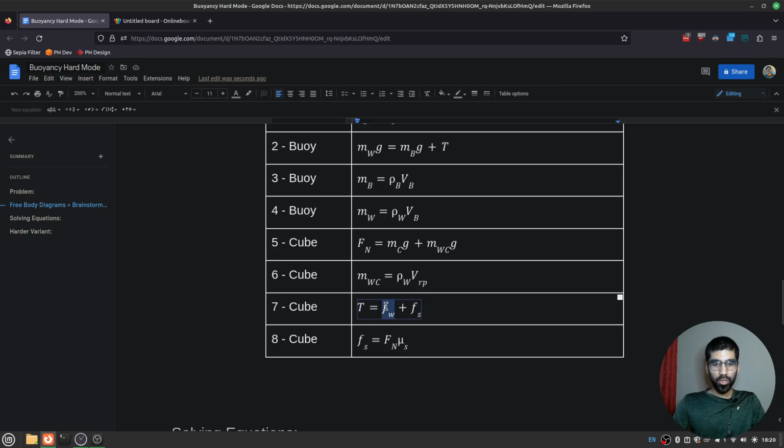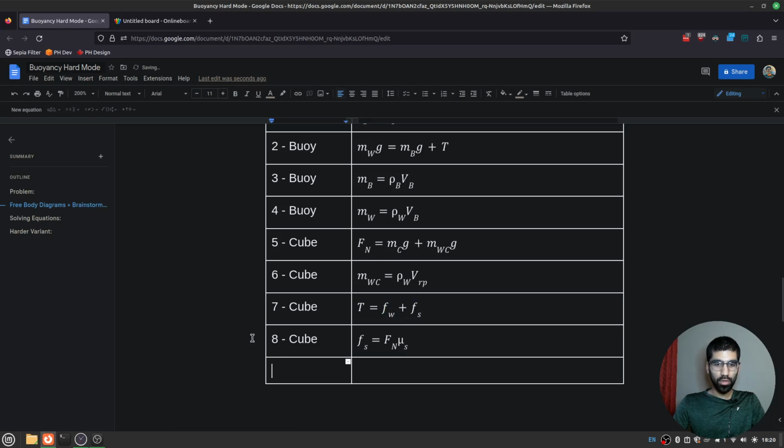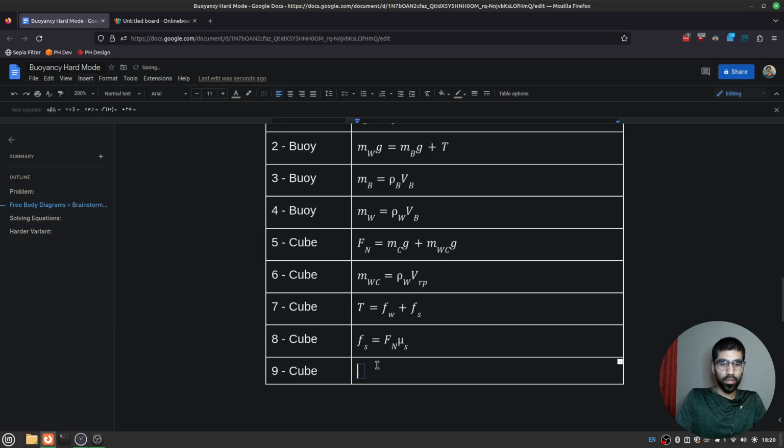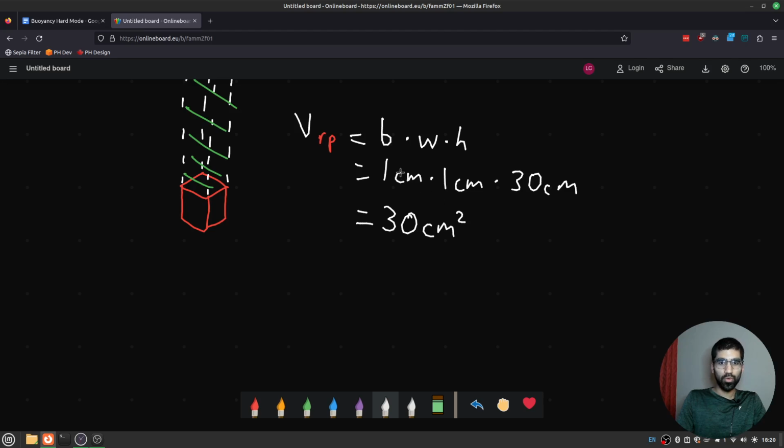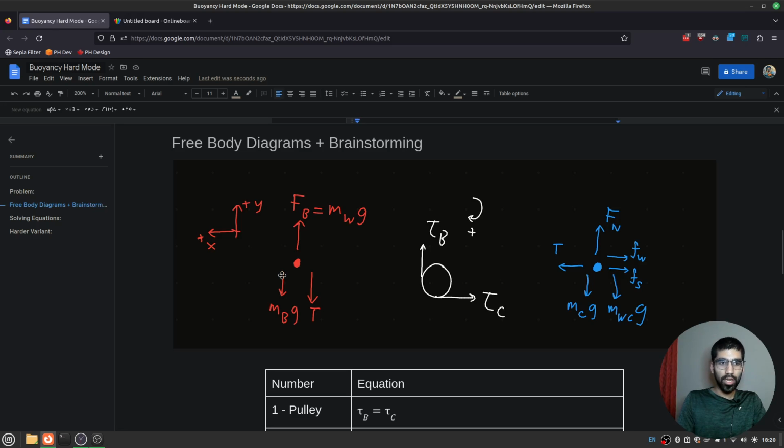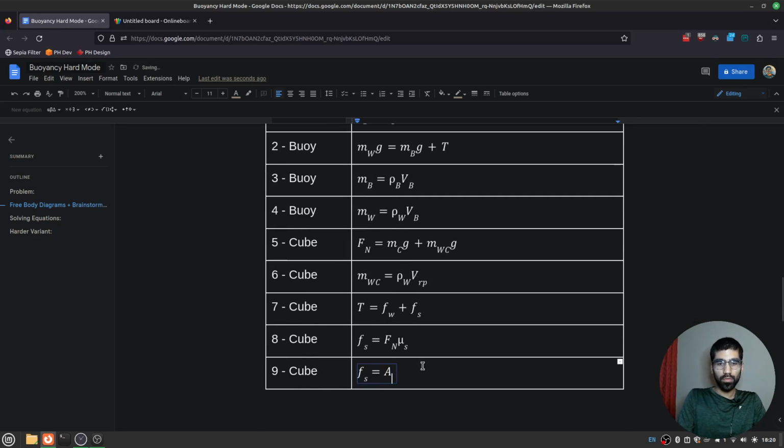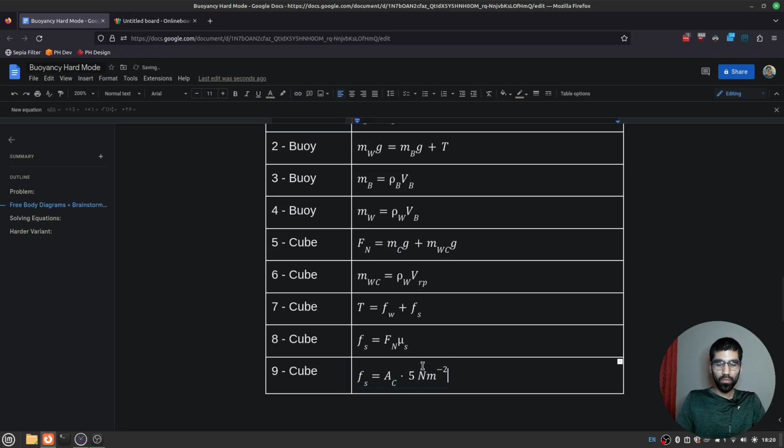So if we did have that assumption, what would the water resistance force be? Well, it would be the area of the cube, and I showed how to compute that right here. It's just 1 centimeter times 1 centimeter, base times width. It's going to be that area of the cube times 5 newtons per square meter.